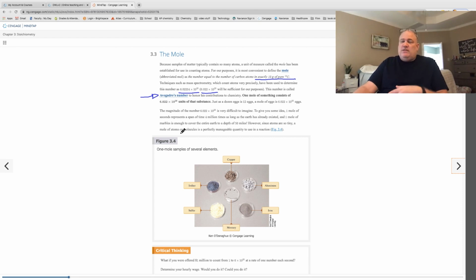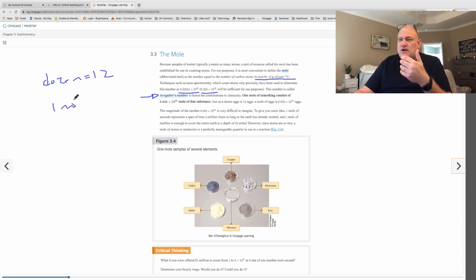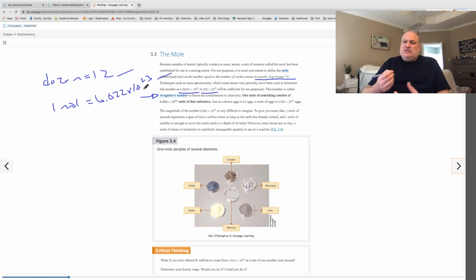And you also need to be aware that just like I say a dozen is equal to 12, I can say that 1 mole is equal to 6.022 times 10 to the 23rd of anything. It doesn't matter what you put on the end of these, it's just that number.